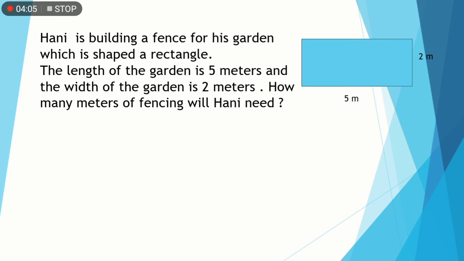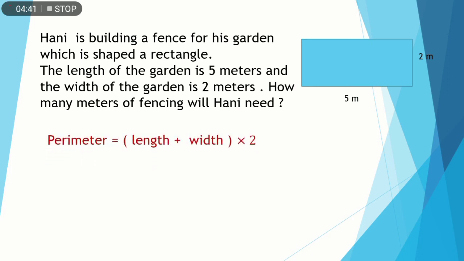Hani is building a fence for his garden, which is shaped as a rectangle. The length of the garden is 5 meters and the width of the garden is 2 meters. How many meters of fencing will Hani need? If I want the fencing Hani needs, I will get the perimeter of the rectangle. How can I get the perimeter? Perimeter of a rectangle, length plus width all times 2.